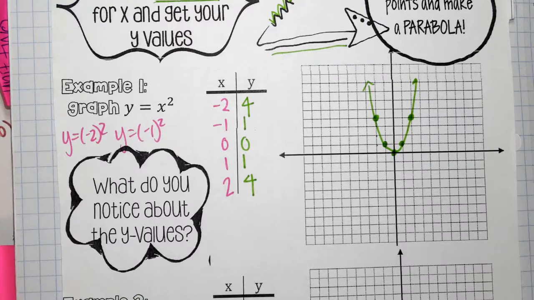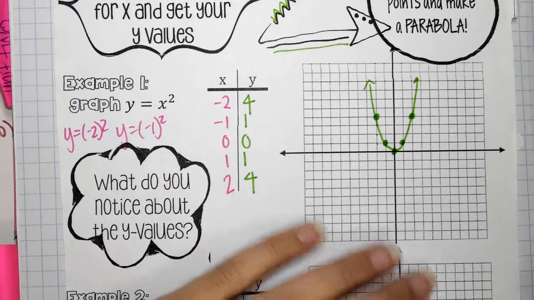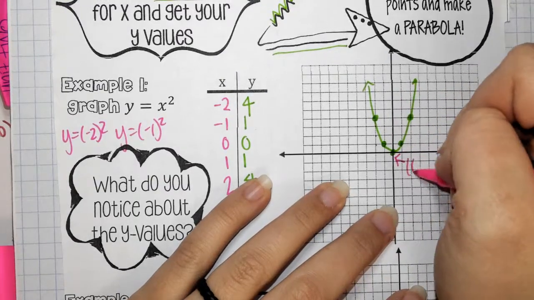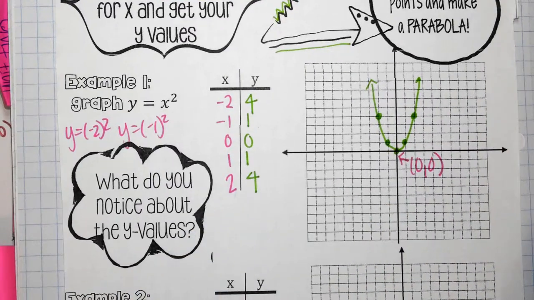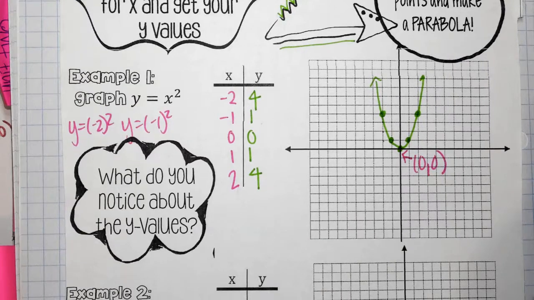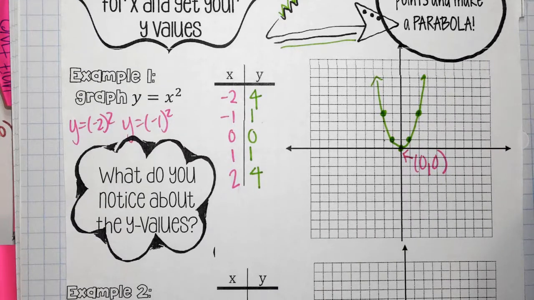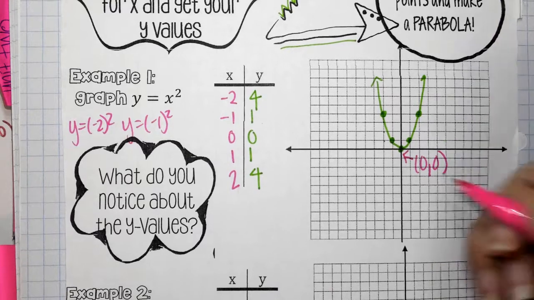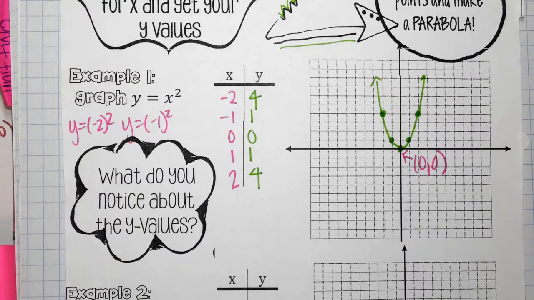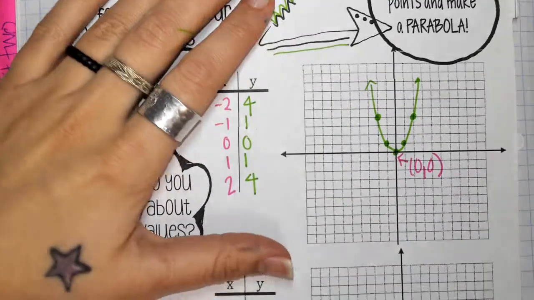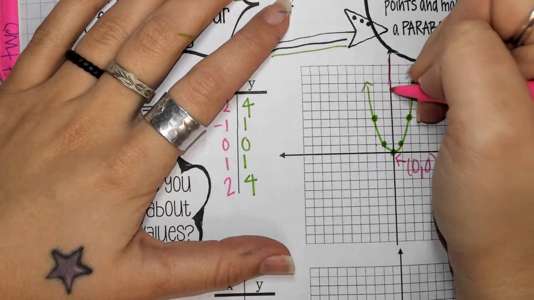What is our vertex this time? 0, 0. And what's our x-intercept? 0, 0. What's your y-intercept? 0, 0. What's your axis of symmetry? 0, 0.